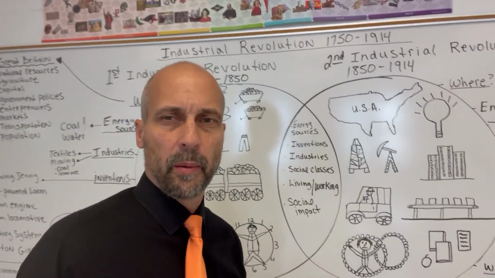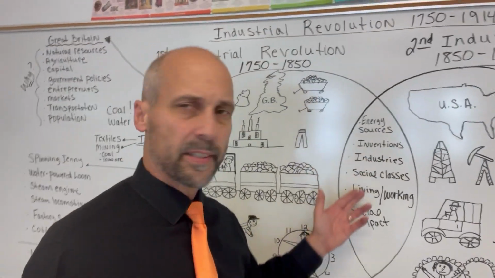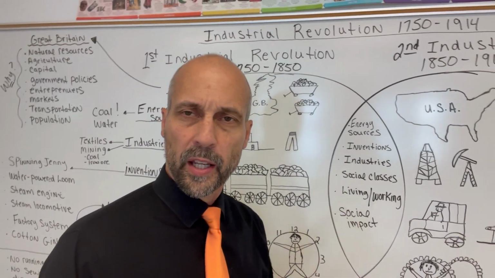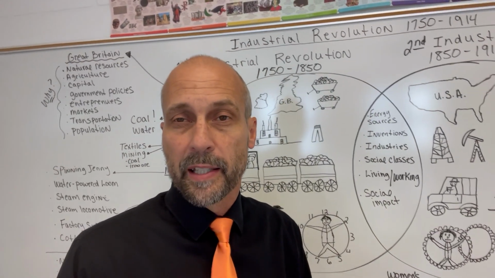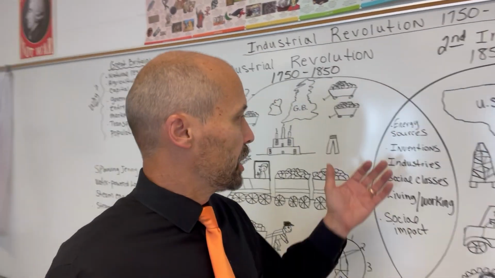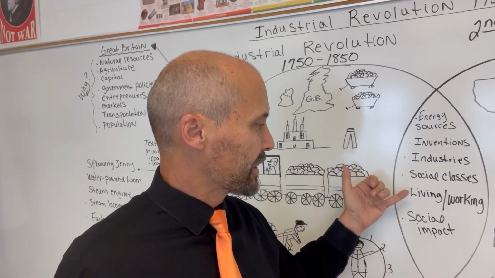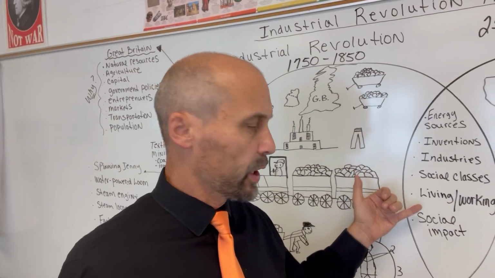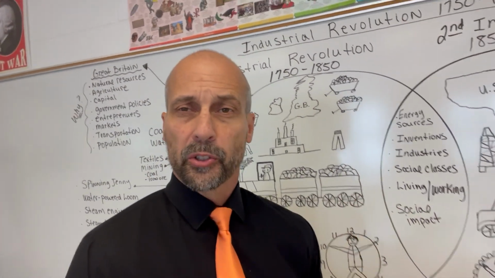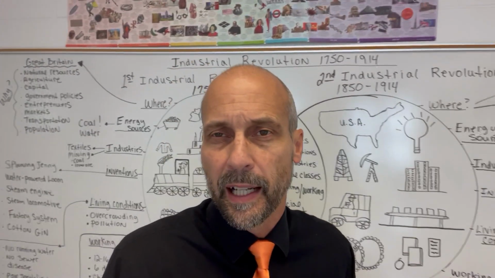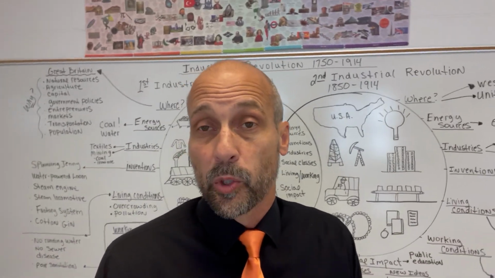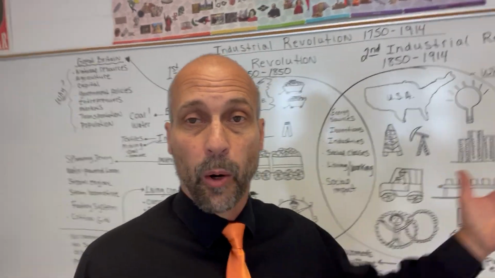We had the Venn diagram up here on the board, and in the center, I basically put the areas where we would see commonalities between the first and second IR. I had the new energy sources, inventions, industries, social classes, living and working conditions, the social impact. All of those things took place in both the first and the second IR. I guess our task was really to determine how they were going to be different.